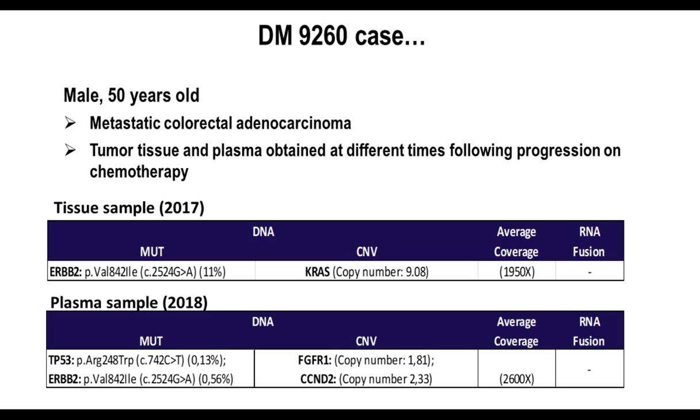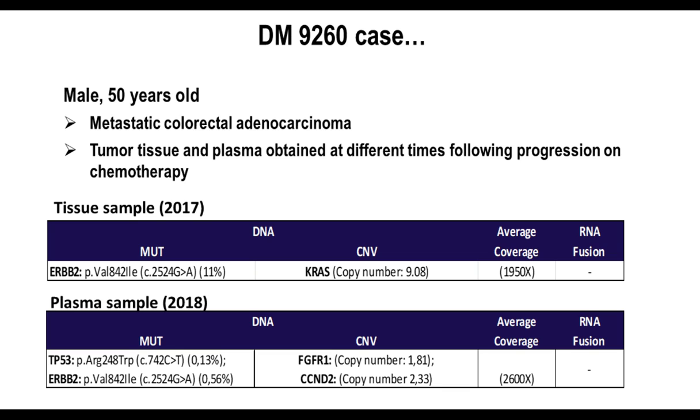When we tested plasma, we found that we could confirm the HER2 mutation. However, we could detect also a p53 mutation. We could not detect anymore the KRAS copy number variation, but we found the FGFR1 and CCND2 copy number variation.